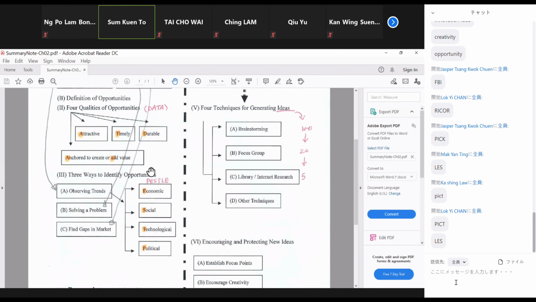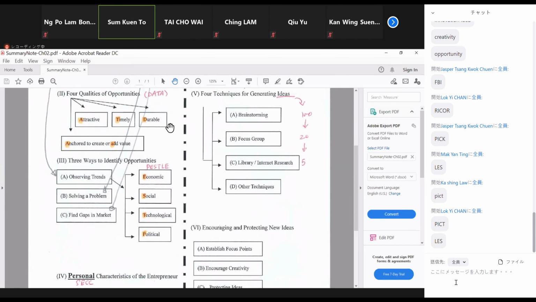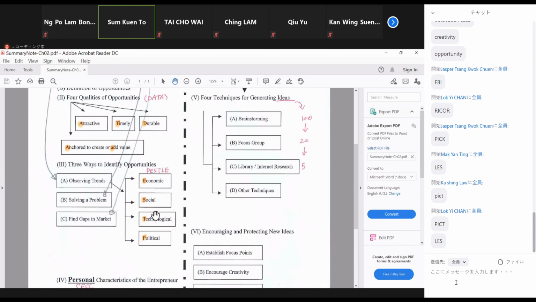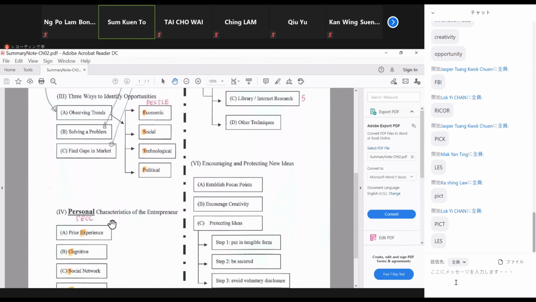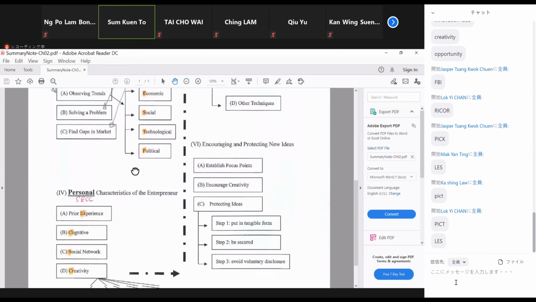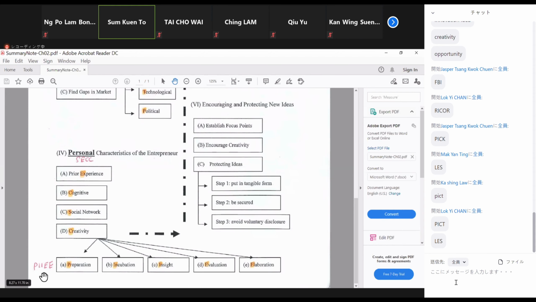And we also have PESTLE. Okay, we have data, we have PESTLE, we have SECC, and then we have PIE, but not just one pie. Not one pie, but two pies, double pie, PIIEE. Alright, so this is Plato style.